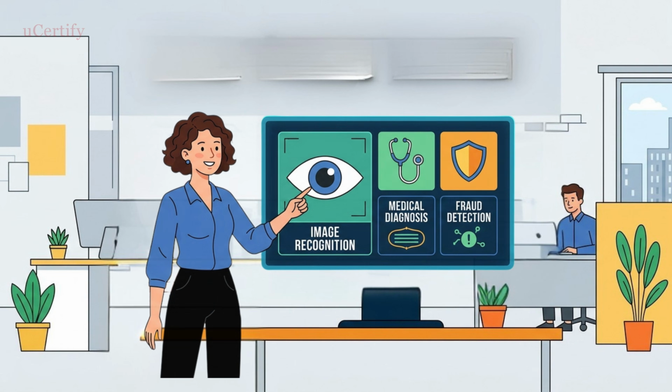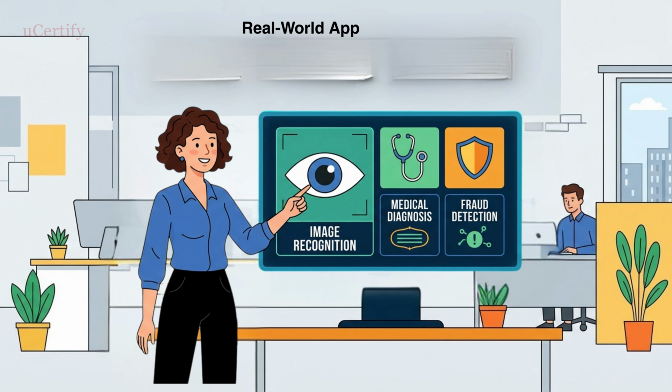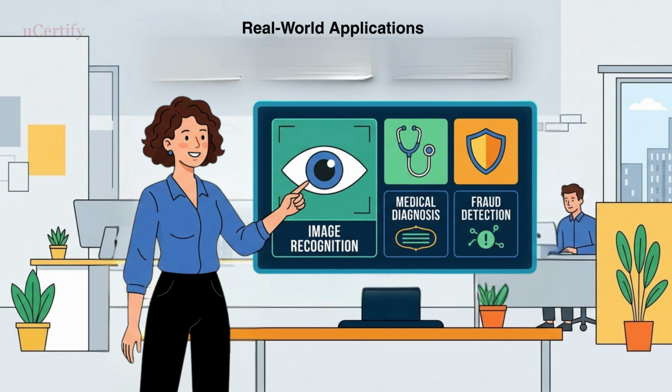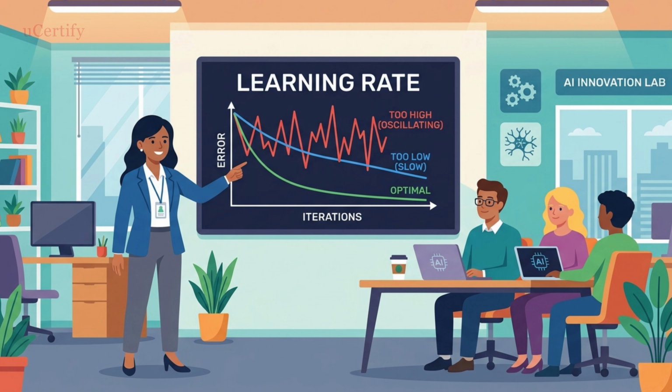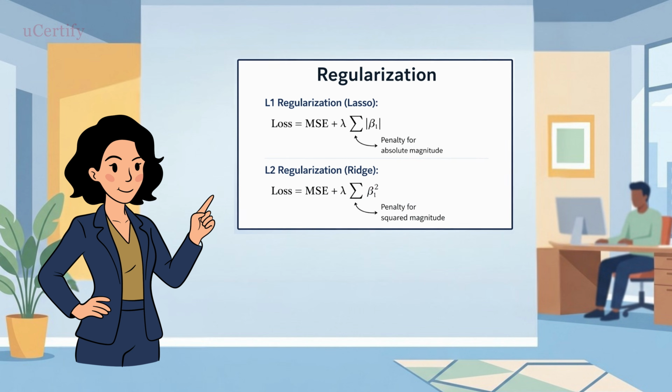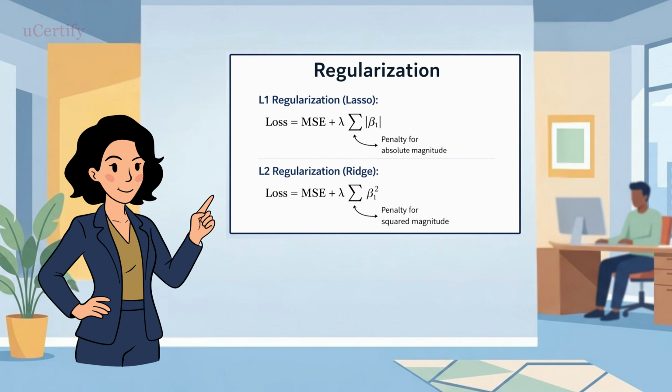Tuning significantly improves real-world applications like image recognition, medical diagnosis, and even fraud detection. Think of the learning rate as the model's pace of learning. It controls weight adjustments. Regularization, using L1 or L2, prevents overfitting by penalizing overly complex models.